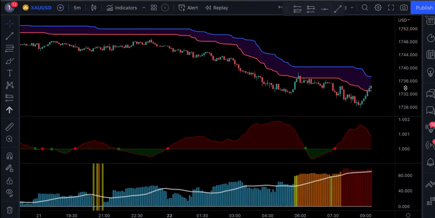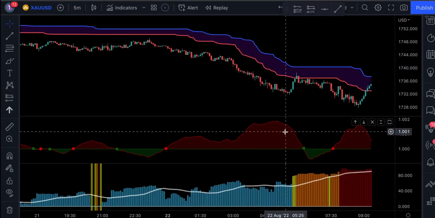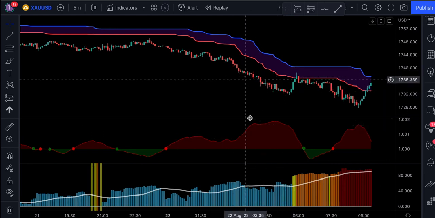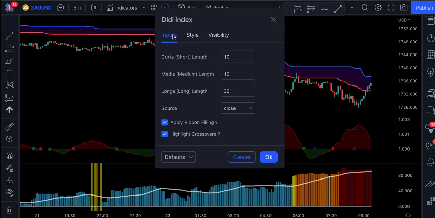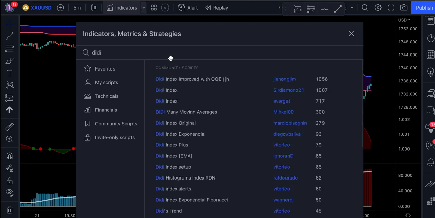So after trying multiple indicators, I finally came up with a setup. As you can probably notice, I got rid of that extreme trend indicator. Instead, I added the Diddy index. By the way, I also changed the inputs. You can find this indicator by typing in Diddy. It's going to be this one by Everget.